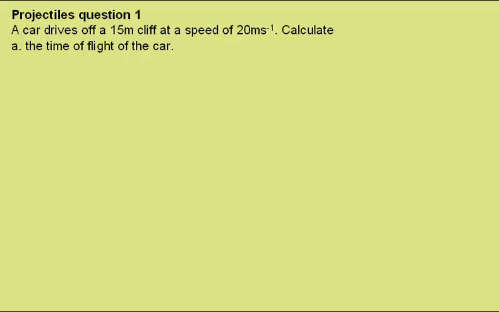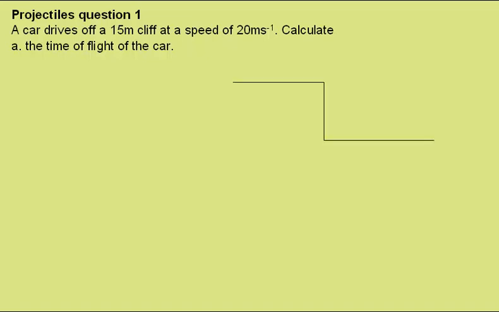Projectiles question 1. A car drives off a 15-metre cliff at a speed of 20 meters per second. Calculate A, the time of flight of the car. Well, it might help to draw a simple diagram.